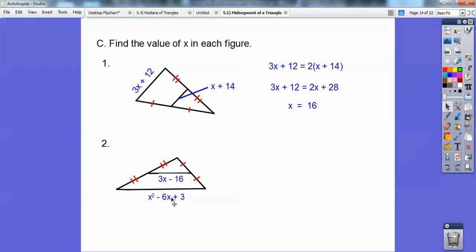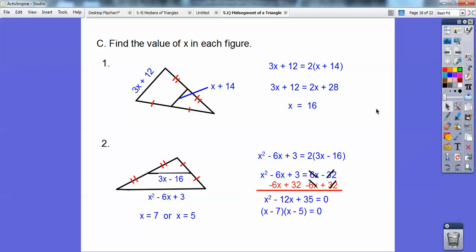I'm going to do the same thing. This bottom piece is twice this midsegment right here, so x squared minus 6x plus 3 equals 2 times the quantity 3x minus 16. All right, distribute the 2 through. Now this is a quadratic, so I want to make it equal to 0, so I'm going to subtract 6x and add 32 to both sides. So I'm going to subtract 6x there and add 32 there. Careful, you guys. Negative 6x minus 6x is a minus 12x, you guys.